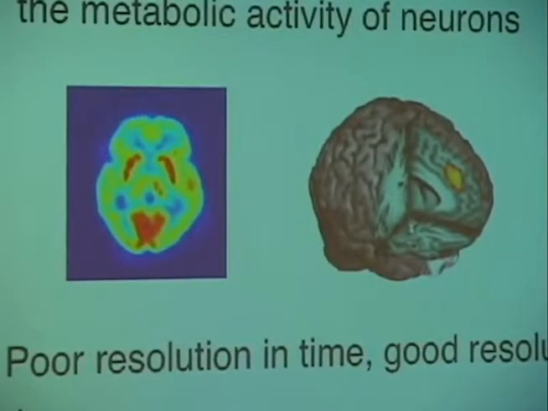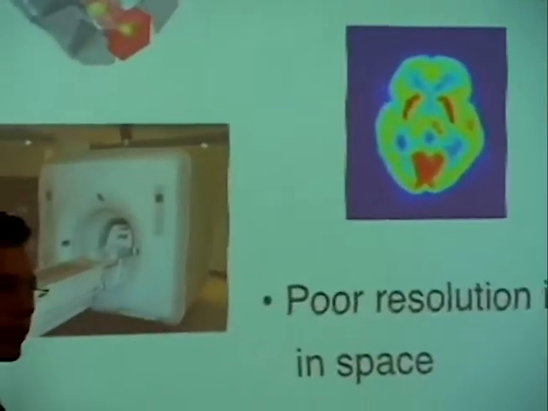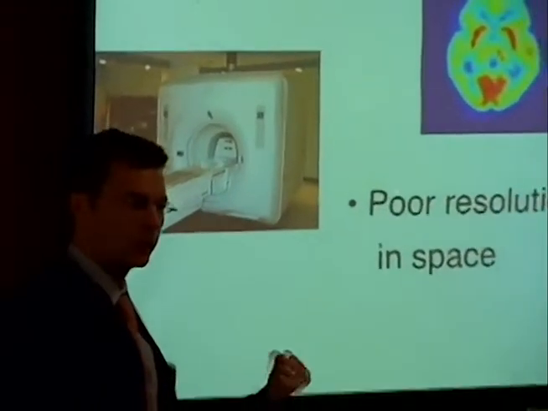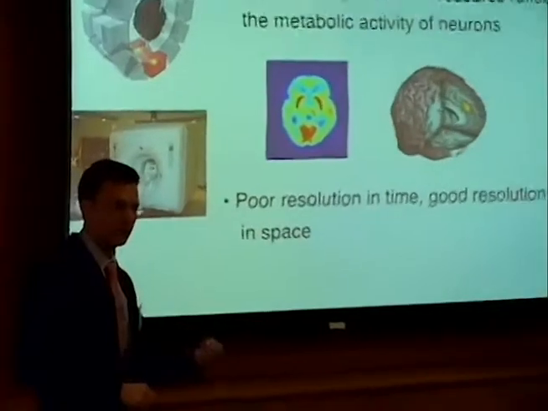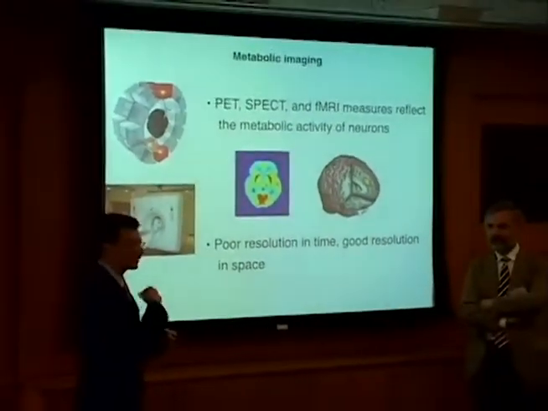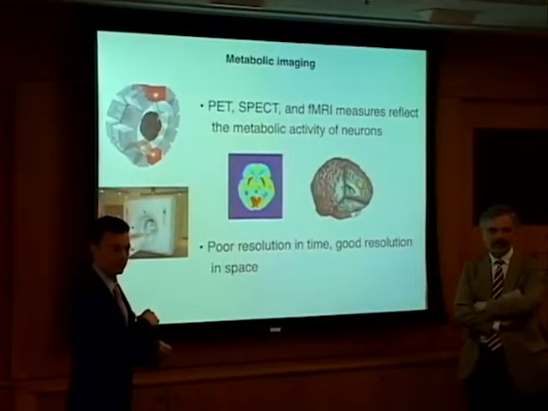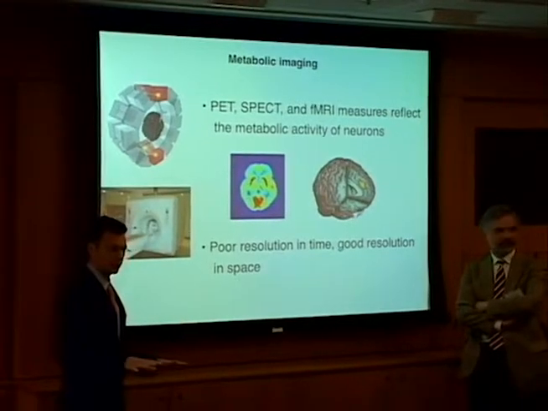Generally speaking, these metabolic imaging techniques have poor resolution in time. They can only measure changes on the order of seconds. But they have good resolution in space, certainly better than EEG and MEG. Questions about that so far?